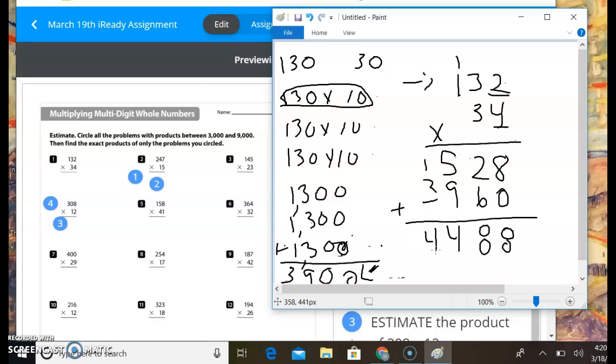So 3,900 versus 4,488. That's within 1,000 of each other. So I'm feeling pretty good about my estimation. We knew it would be smaller. It is smaller. So we did a great job.